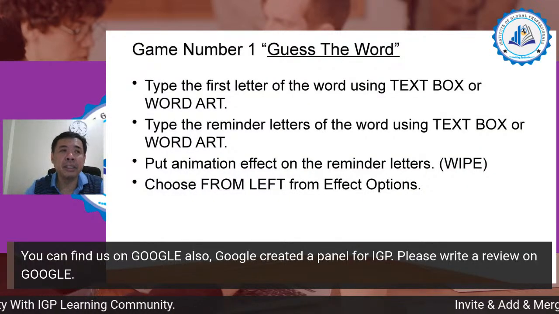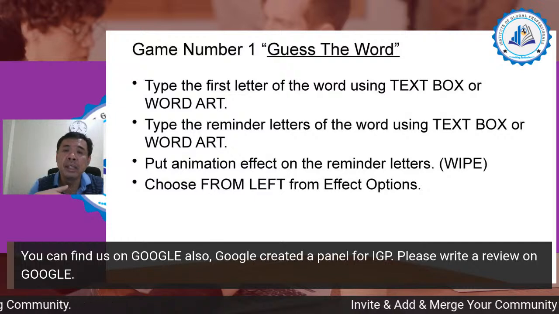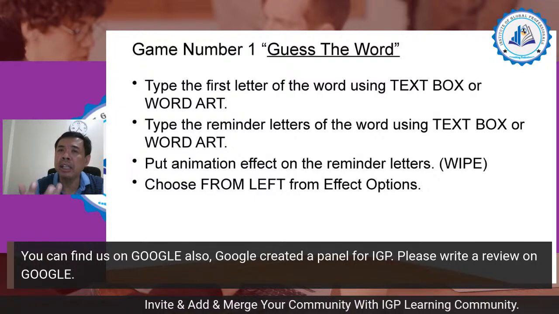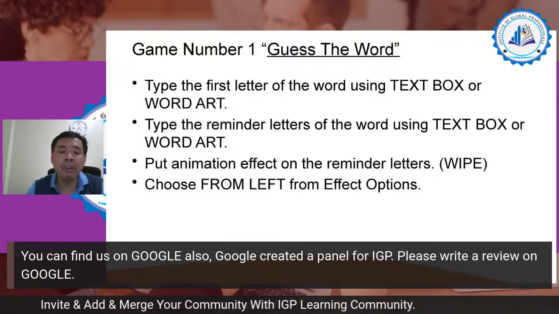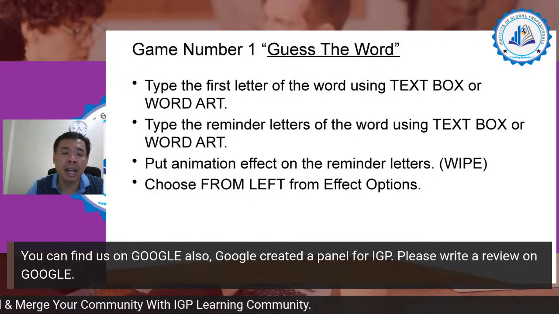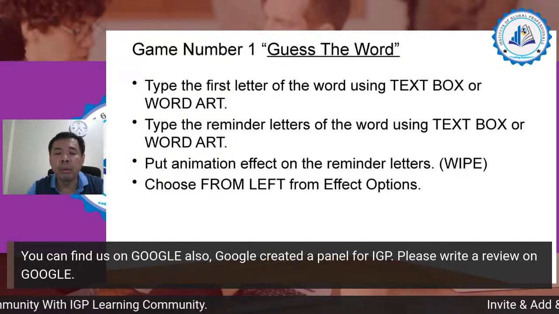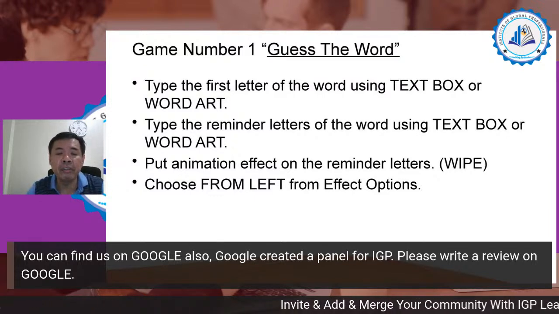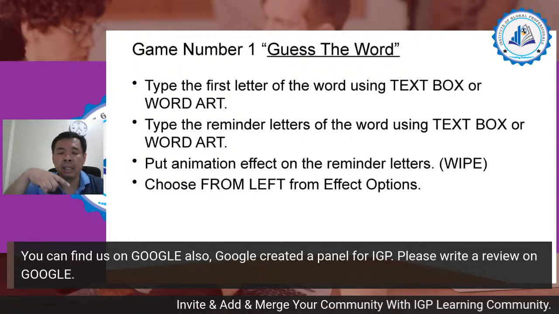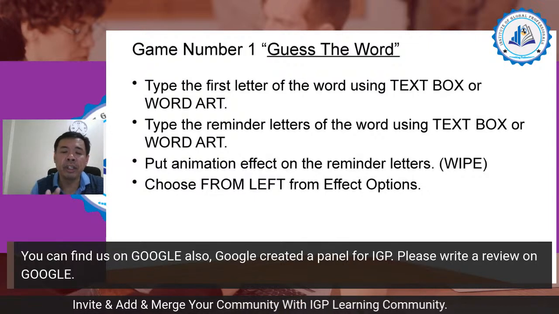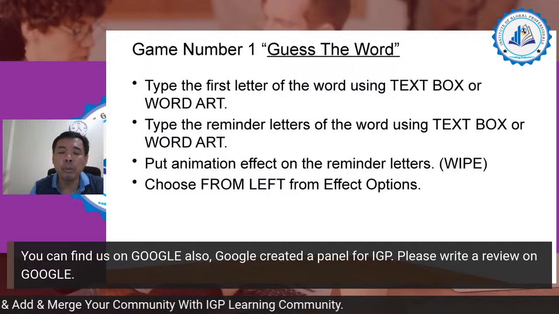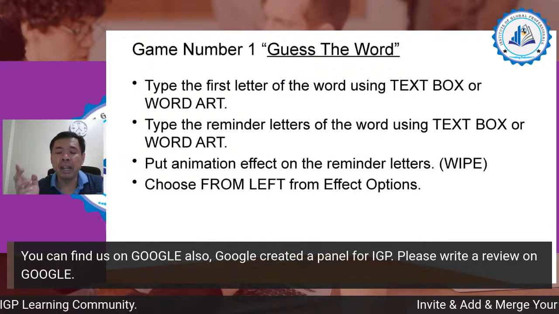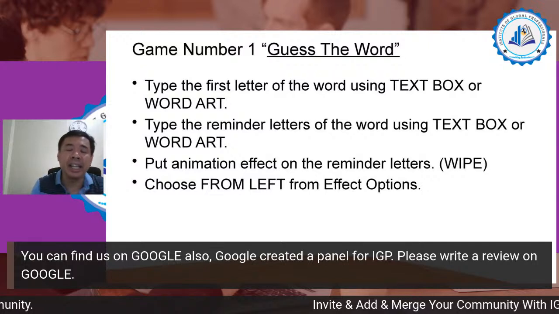This is the procedure for making Guess the Word. It's very simple; you just use animations. Type the first letter of the word using a text box or word art. Type the remaining letters of the word using a text box or word art, and then put an animation effect on the remainder, using wipe, and choose from left in the effect options. So it's just simply one click.